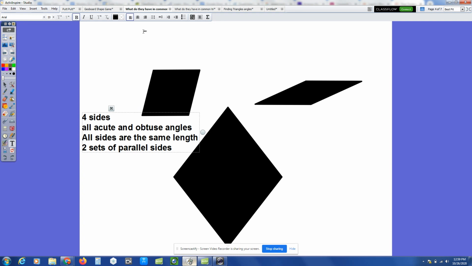Okay, oops, sorry, I was supposed to be naming these as we went. So let's name this one. So what is a shape called if it has four sides, it only has acute and obtuse angles, all sides are exactly the same length, and all the sides are parallel, two sets of parallel sides? This is called a rhombus. A lot of people just look at it and say a diamond, but a diamond is technically a rhombus.